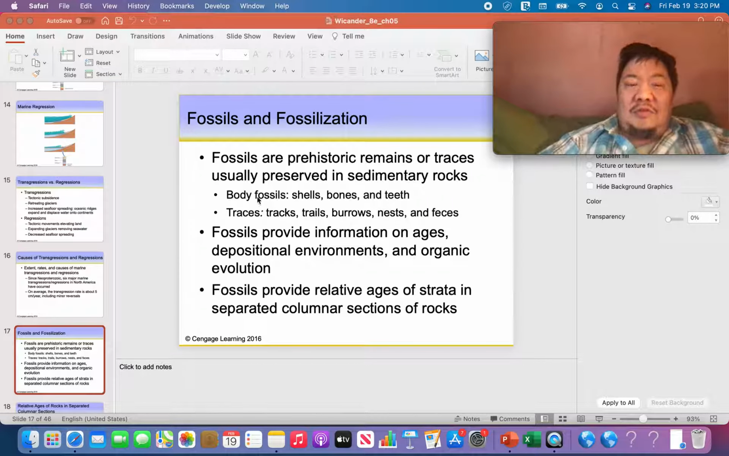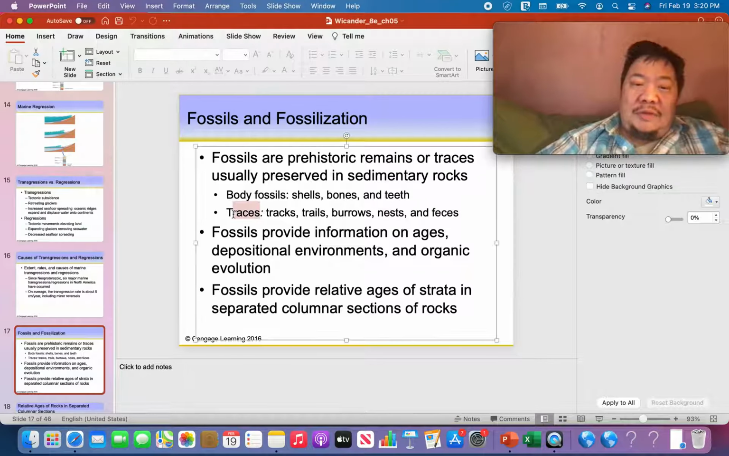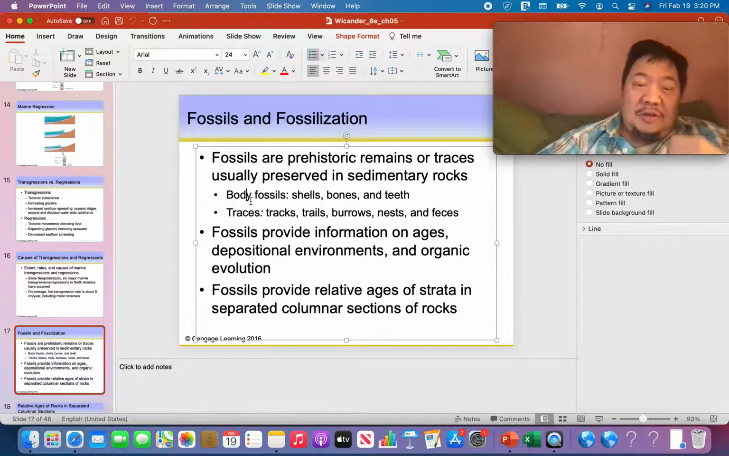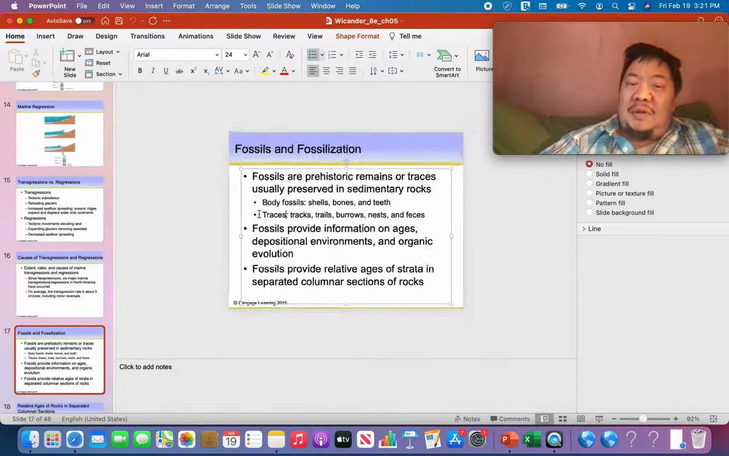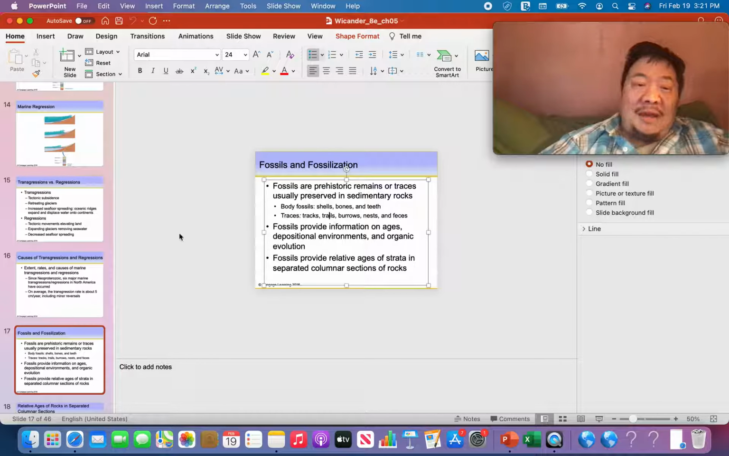There's two main kinds of fossils: body fossils and trace fossils. Body fossils are actual body parts. For vertebrates, that's usually bones. For invertebrates, creatures without a backbone, that's usually shells. Also, for vertebrates, we sometimes find teeth, too. Notice something important here is that we don't find soft body tissue. We only find hard body tissue.